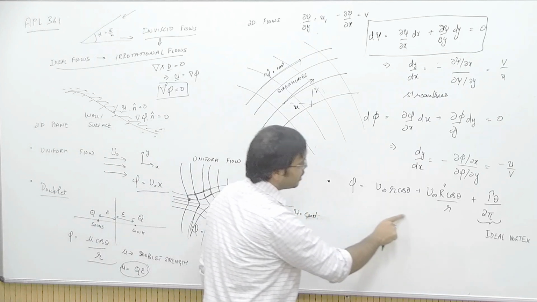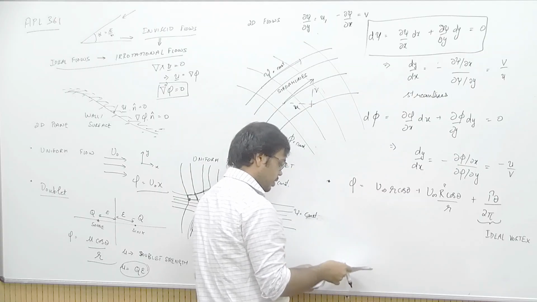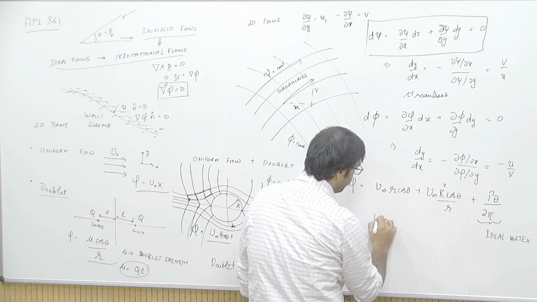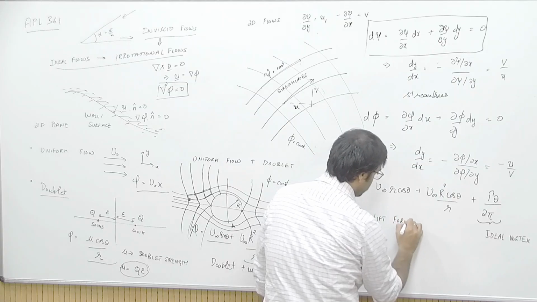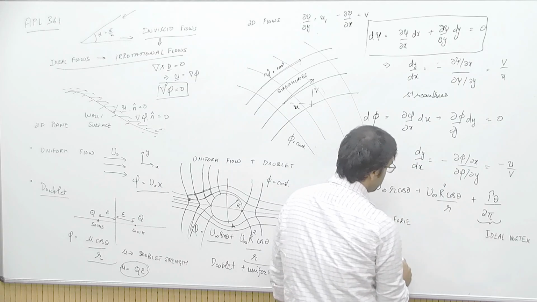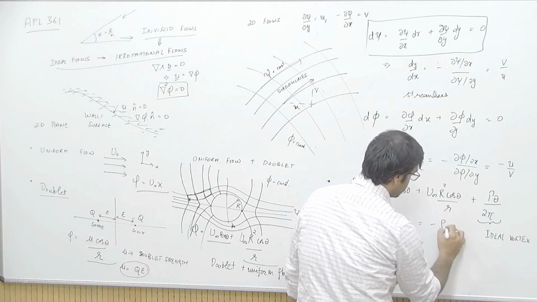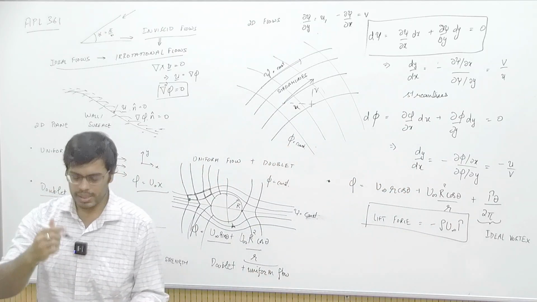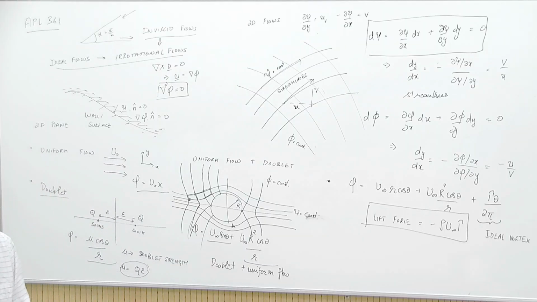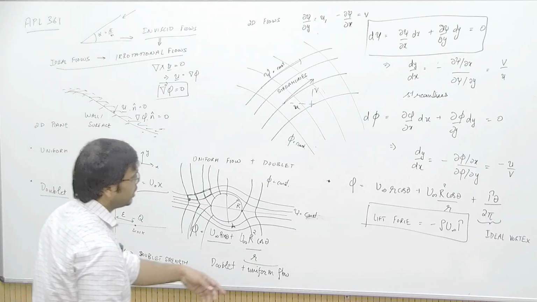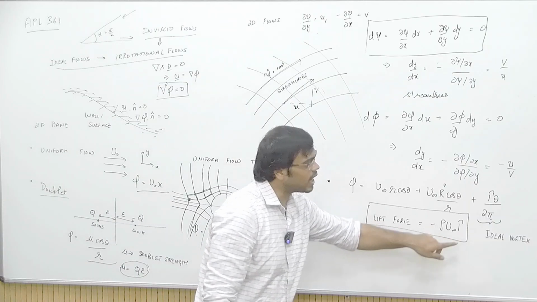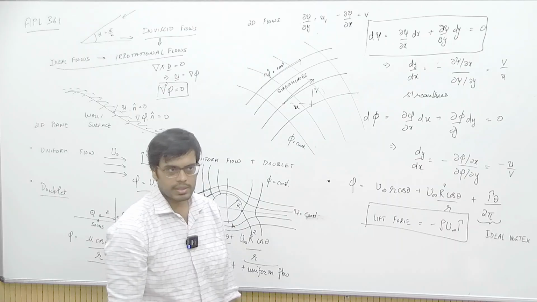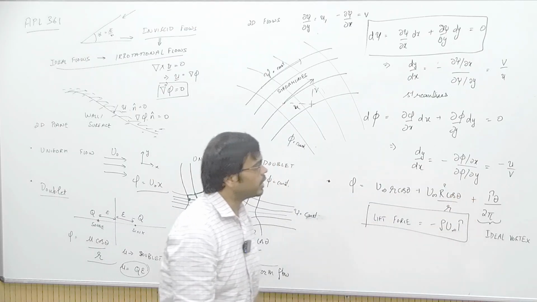If you go back to your introductory fluid mechanics course, you will see that there is a lift force generated on a rotating cylinder, and that is equal to minus rho u infinity times gamma. You can relate this to the Magnus effect, which you have learned very qualitatively in high school. Here gamma is the circulation strength of the ideal vortex.